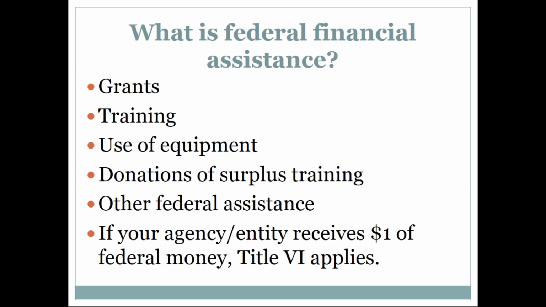Other things are stipends for training, equipment, space, facility, any type of federal assistance that can be codified. So if your agency or your entity receives even $1 of federal money, then Title VI applies to you.